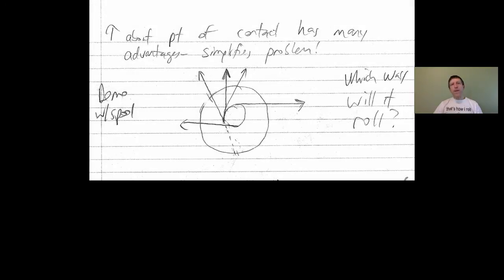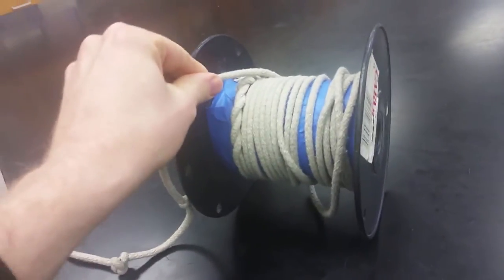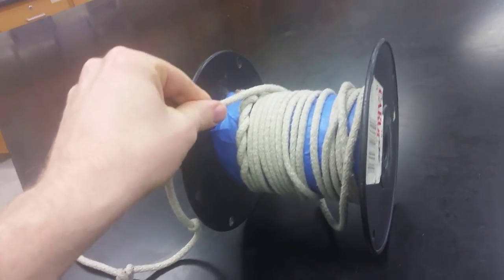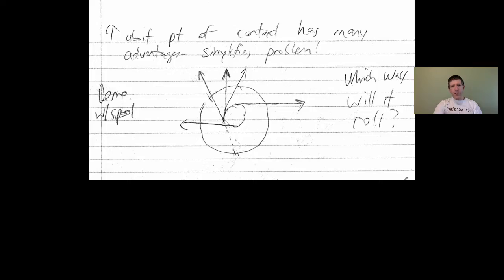Analyzing the torque about the point of contact has many advantages. It simplifies quite a few problems. What I've got here is a demonstration, and I'll show you this live, but I've got a spool. It could be a spool of thread, but it's only wrapped around the center part of the spool, and this outer disc can also rotate, although the rope is tied around here on this inner cylinder.